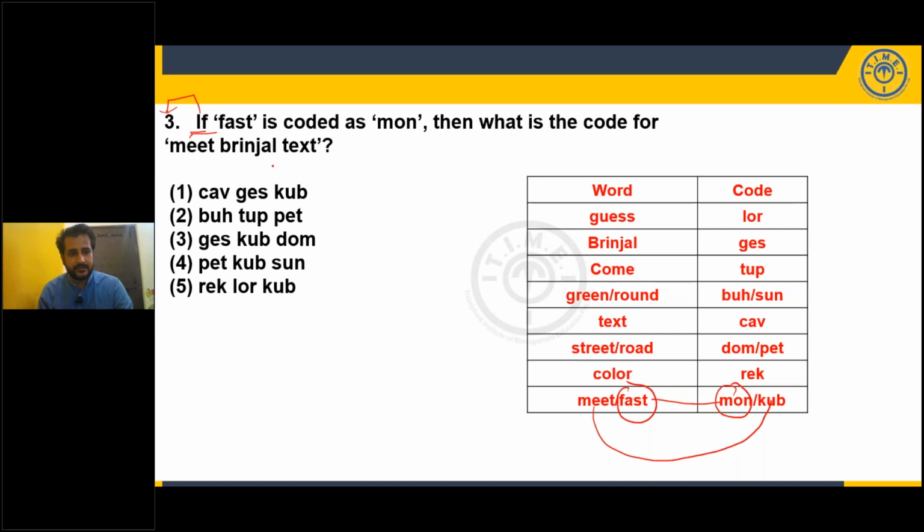But what is the question asked? Meet, brinjal, text. So what is the code for meet now? KUB. And what is the code for brinjal? GES. And what is the code for text? CAV. So my answer will be a combination of these three: KUB, GES, CAV, which is the first option. There is no need to follow the same order, because even in the given illustrated example, the words and codes are not in the same order, right? So it need not be. Choice 1 is my answer.